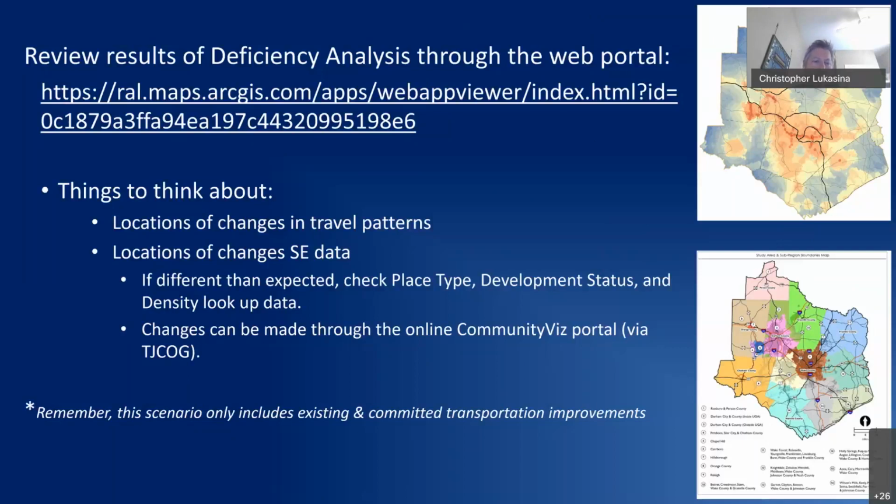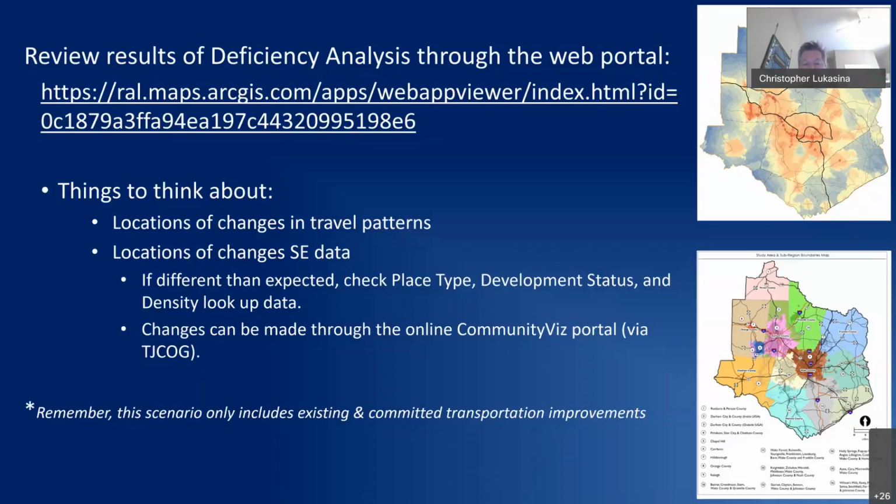Also, we have loaded into this viewer the underlying population and employment growth between 2016 and 2050. So if you're seeing those locations and they're not what you might have expected, that's a good indication that as we move into assumptions about other scenarios in our alternatives analysis, we may want to circle back and look at the community viz data. Several communities have already been doing that, and some updates have been made. So that might be something to explain it too.